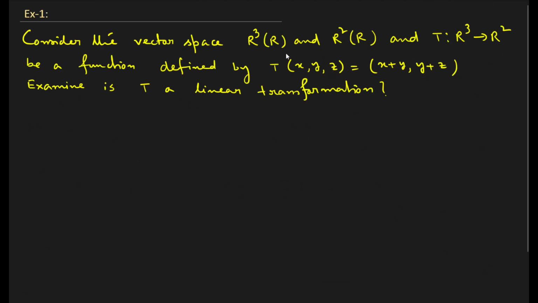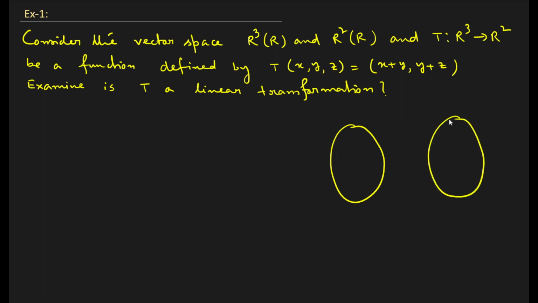Now what is the function here? Since it is R cube, this is our domain and this is our codomain. The domain is R cube and the codomain is two dimensional, which is R square. R means the set of real numbers. If you take an element x, y, z here, its image will be T of x, y, z, which is given as x plus y and then y plus z. It is given in the question. We have to check that T is a linear transformation or not.